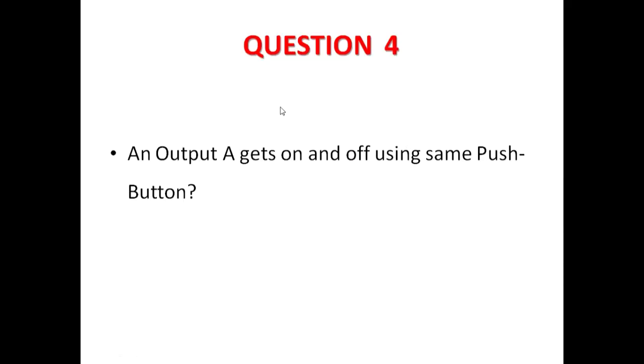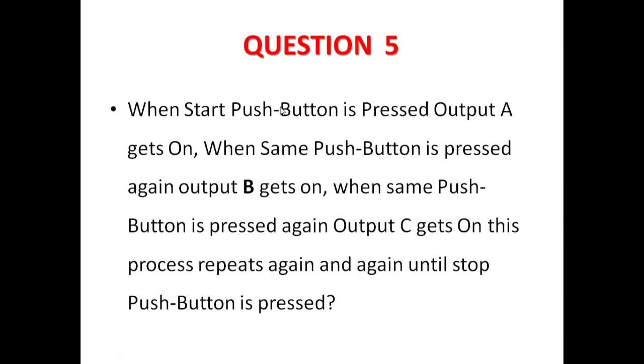So next is question number 5. When the start push button is pressed, output A gets on. When the same push button is pressed again, output B gets on. When the same push button is pressed again, output C gets on. This process repeats again and again until the stop push button is pressed. So let's see the solution.